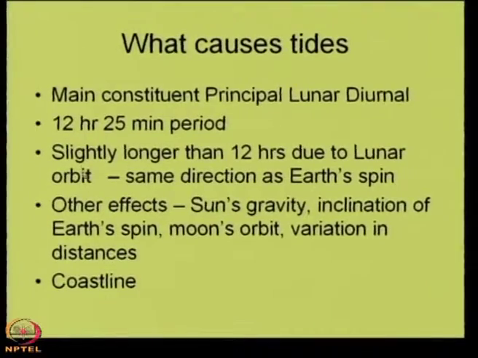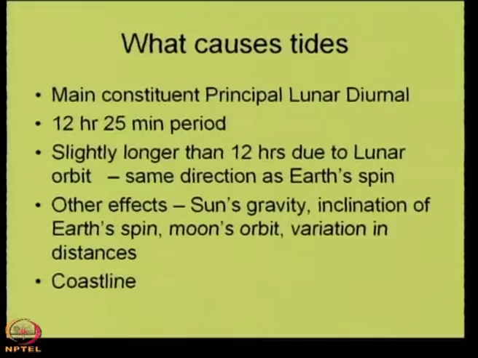Okay, and the period is not exactly 12 hours, it is slightly more, because the lunar orbit is in the same direction as the Earth's spin. The moon does not remain fixed in the sky. It also moves, and it moves in the same direction as the Earth spins. So, it will take more than 12 hours. The Earth will spin exactly half in 12 hours, but the moon has moved by then. So, it takes slightly more than that.